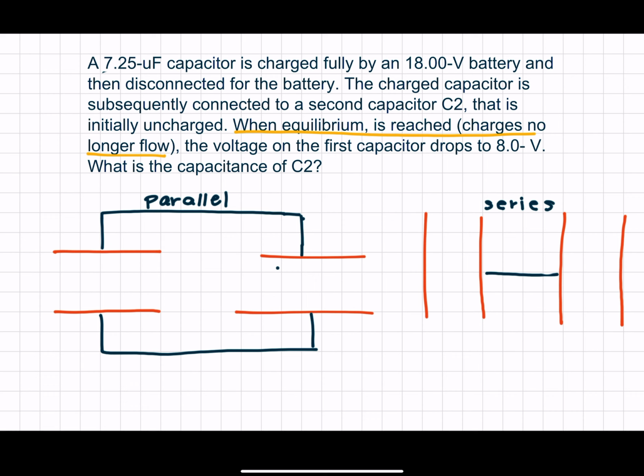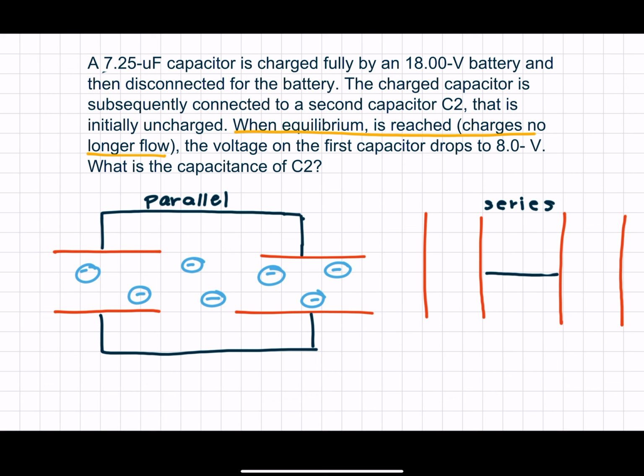There's a little hint in the question, which I've underlined in yellow, when it says that when equilibrium is reached, charges no longer flow. When our capacitors are in series, charge is constant, so there is no flow of charges from one plate to another. However, when our capacitors are in parallel, our charges, which are our electrons, flow and they go to the other plate. So this question tells you in kind of a hard way that our setup is in parallel.